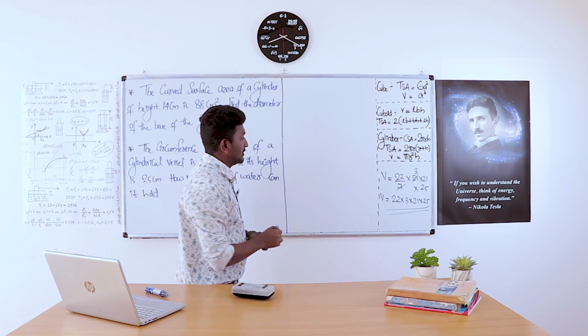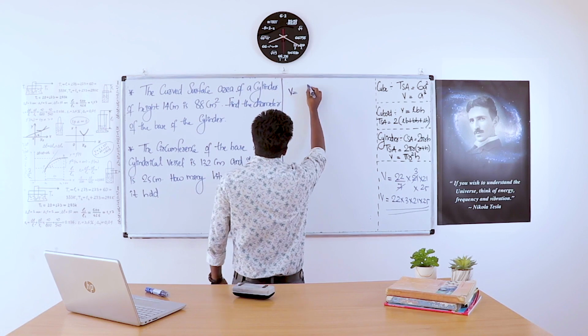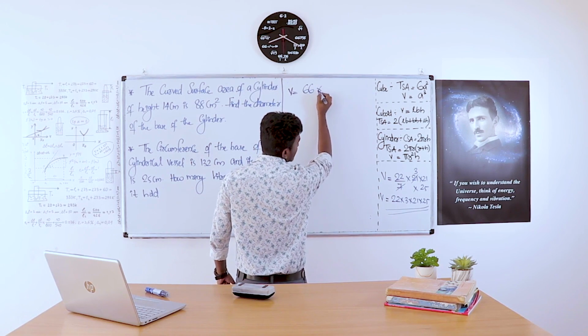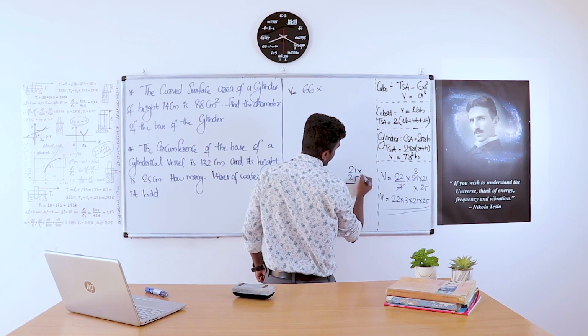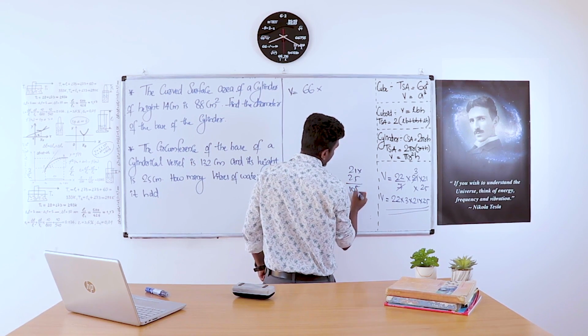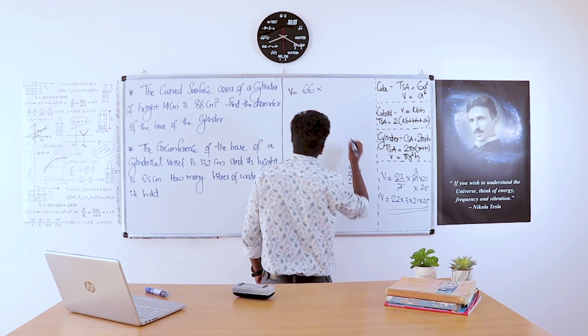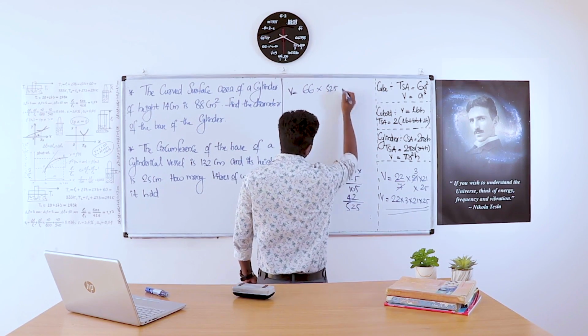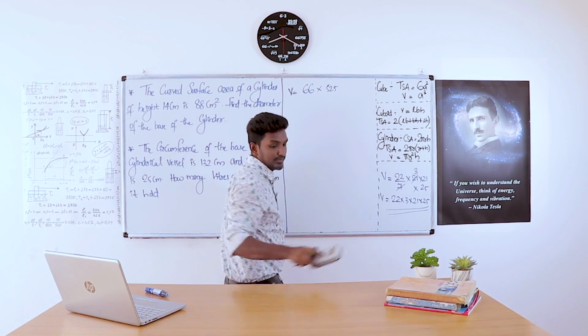So what is 22 into 3 into 21 into 25? That is volume is equal to 22 into 3. It is 66 into 21 into 25. What is 21 into 25? 5 into 1, 5. 5 into 2, 10. 2 into 1, 2. 2 into 2, 4. It is 525. Now what is 525 into 66?